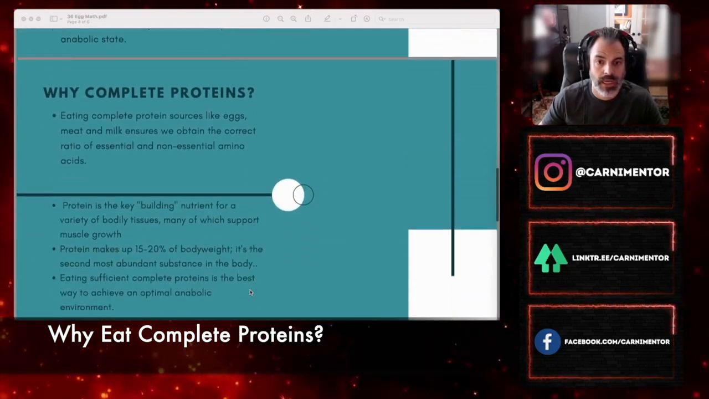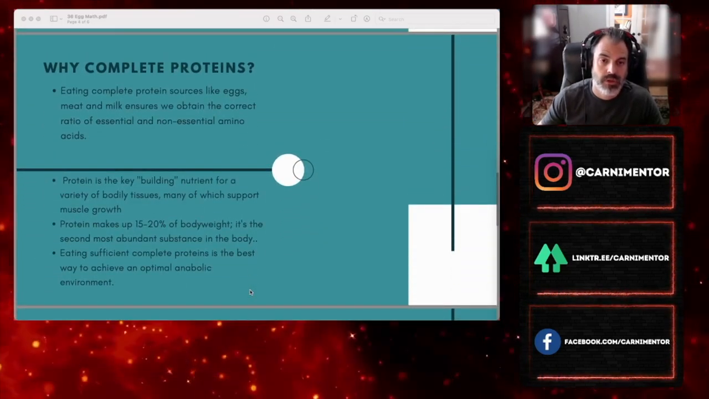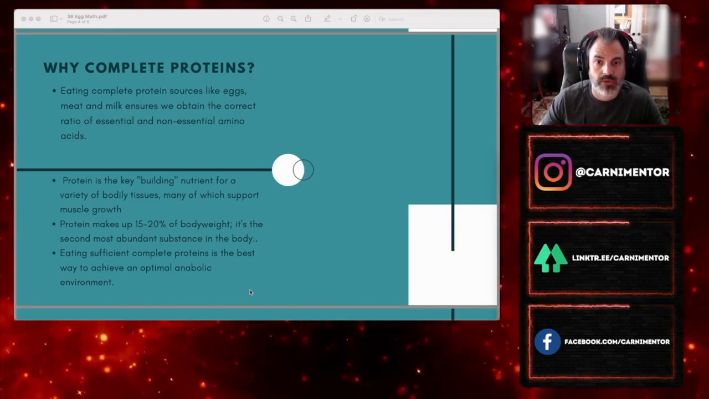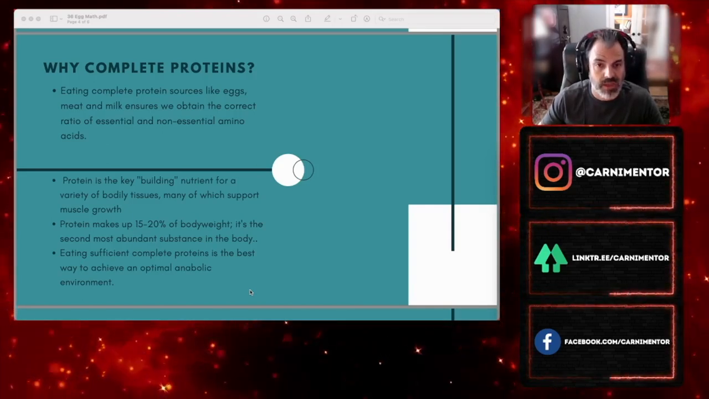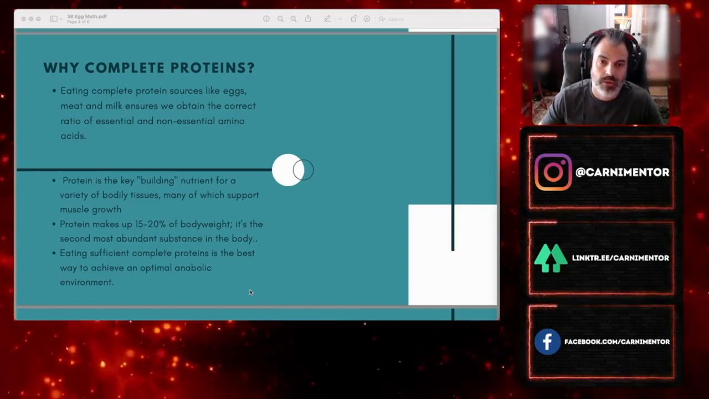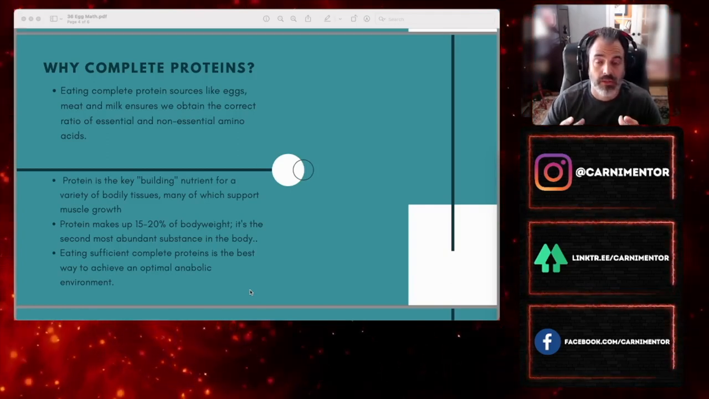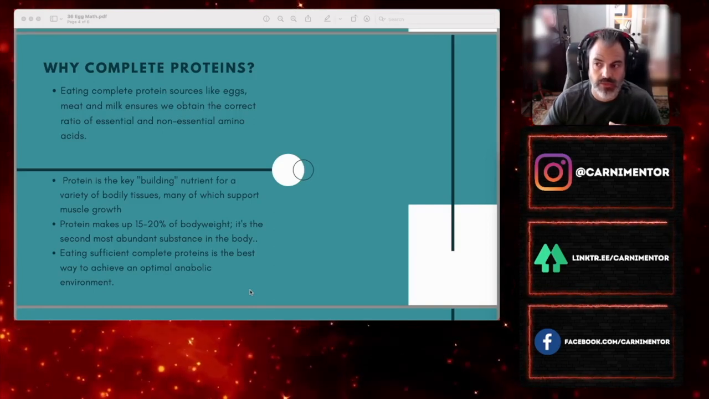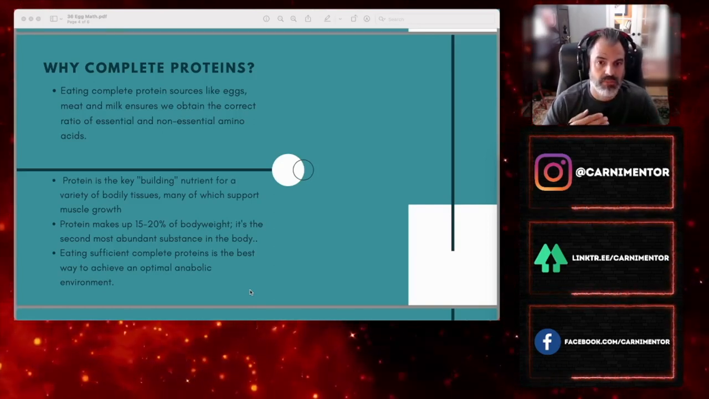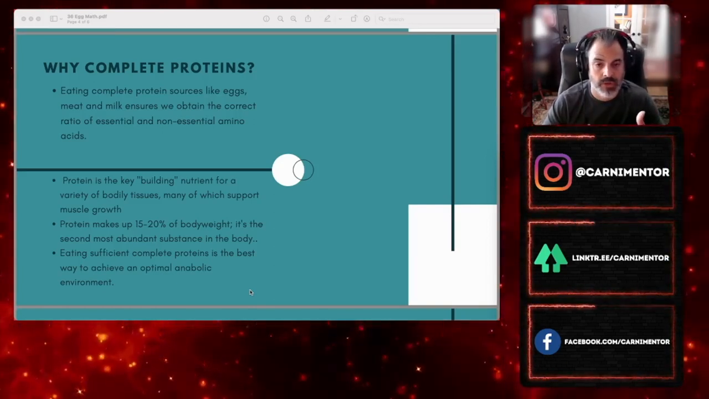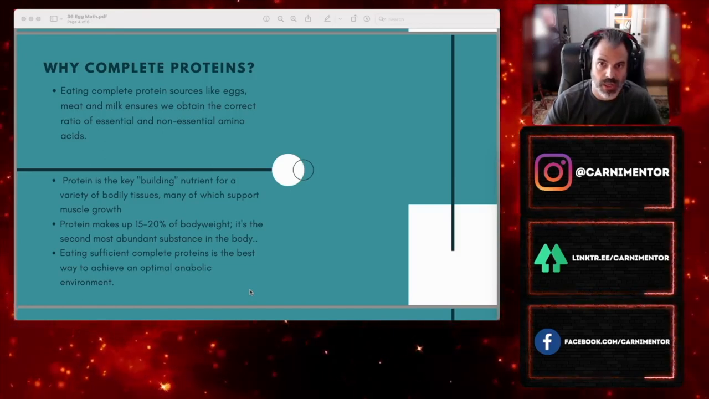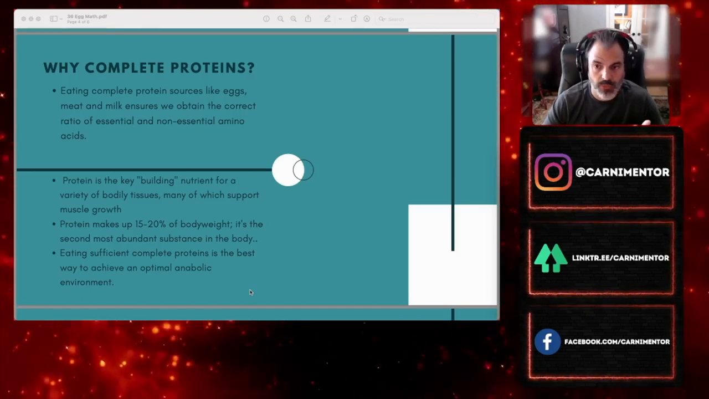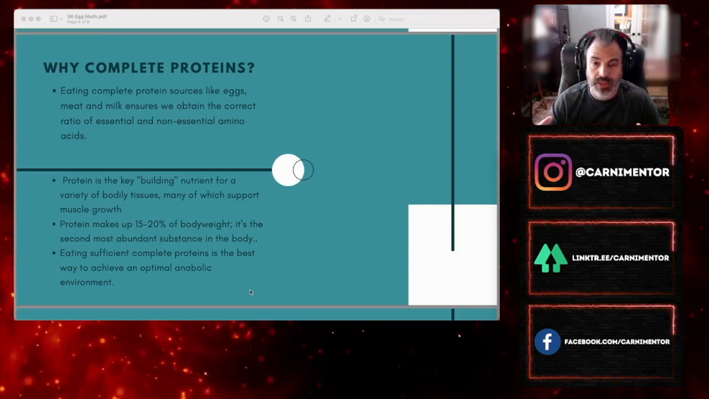All right, so why complete proteins? Eating a complete protein source like eggs, meat, and milk, all of those ensures that we obtain the correct ratio of essential and non-essential amino acids. And again, we mentioned that you need to have both the essential and non-essential. You're just doing the work for your body, right? If you could do the work for your body, it's like this.